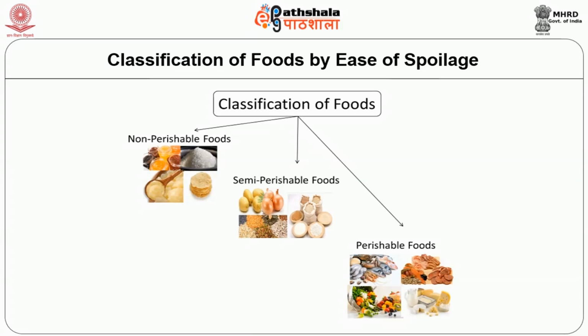The third type is perishable foods. The perishable food products include milk and milk products, egg, meat, poultry, fish, fruits and vegetables such as banana, apple and green leafy vegetables. They are high moisture foods and ideal for microbial growth. They have a very short shelf life and are easily spoiled by enzymatic activities.